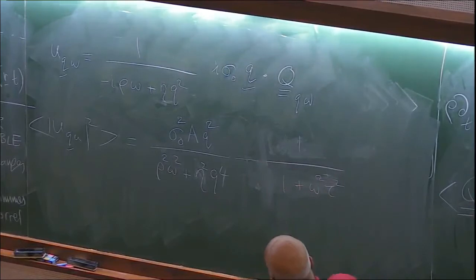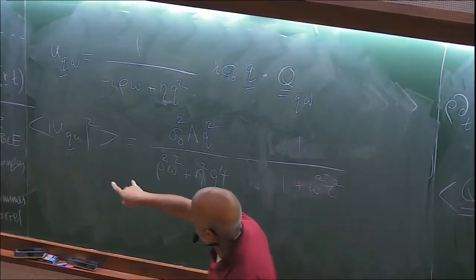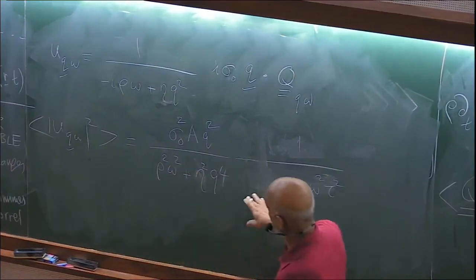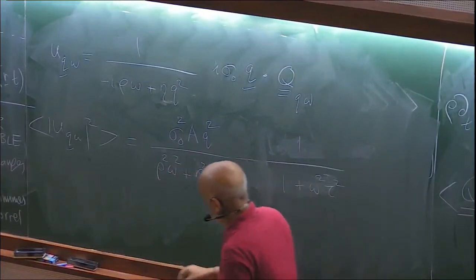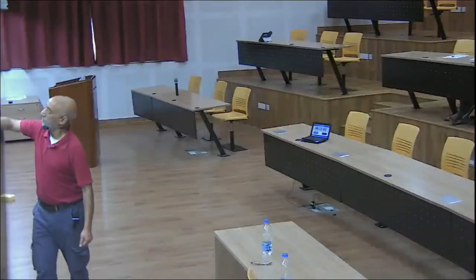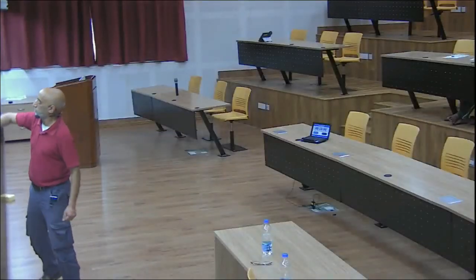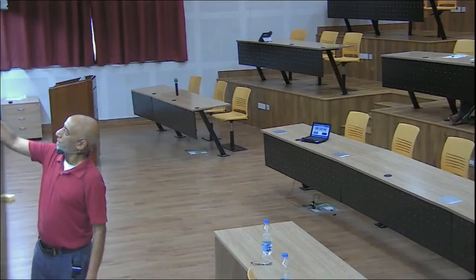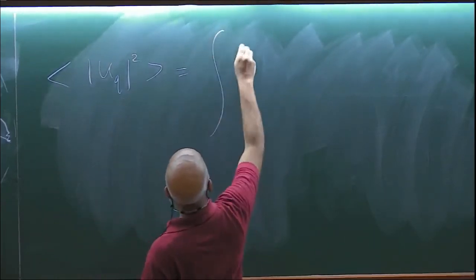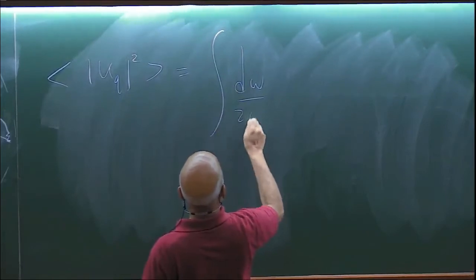All right, why am I going through this whole rigmarole? It's to point out that the velocity correlator in Fourier space is the product of two Lorentzians. And what that means is if I want to calculate the equal time velocity correlator, that's the integral over omega of that guy.